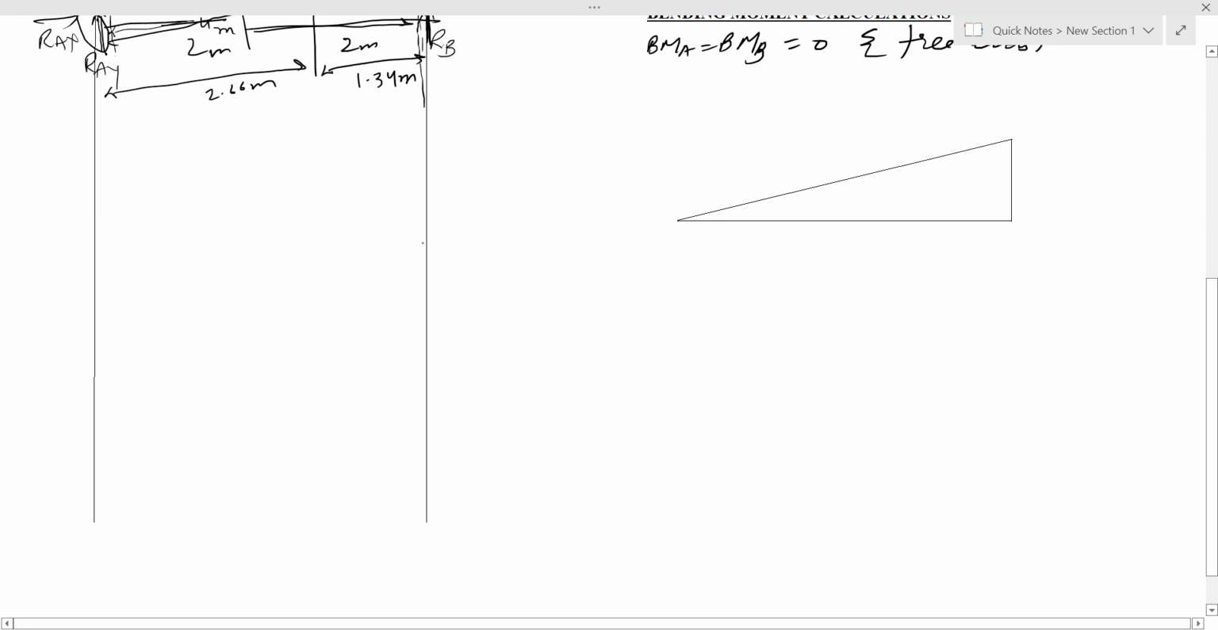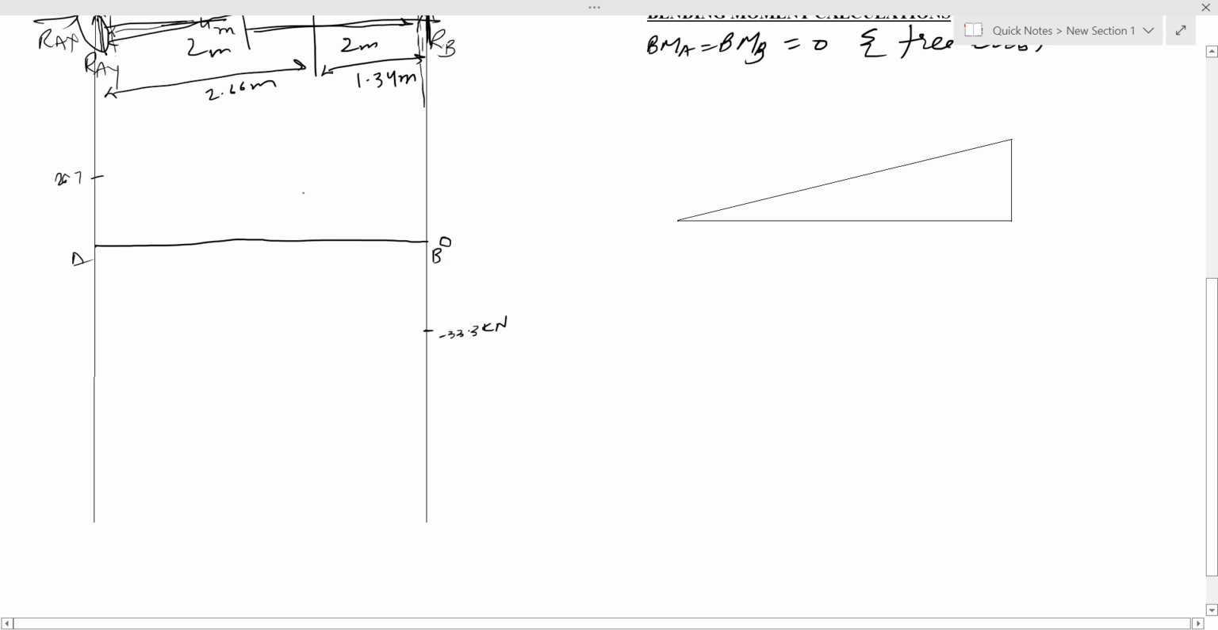First we will draw the SFD. We know that shear force at point A is 26.7. So we will mark it as 26.7. Now shear force just before B is 33.33. So we will mark this point as minus 33.33 kilonewton. And finally at point B it is 0. This is point A and this is point B.